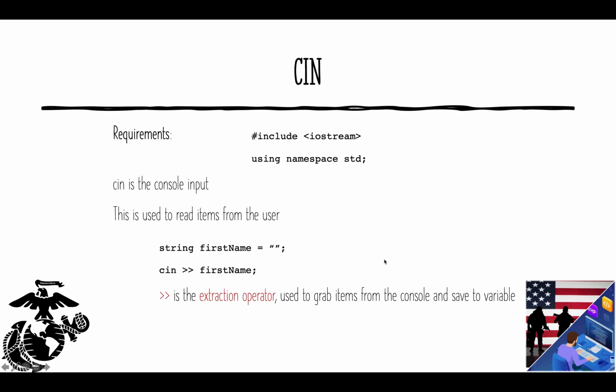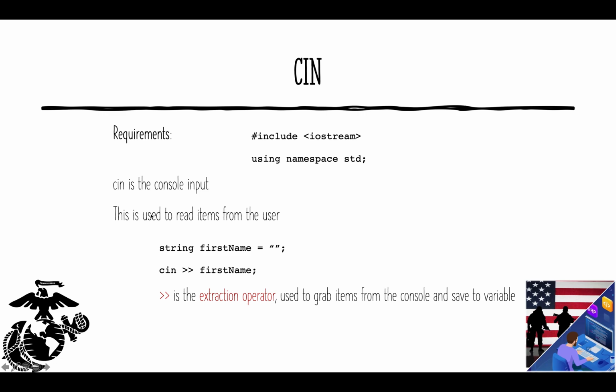So now we're getting into the new stuff. So this is our cin. Cin, again, uses the same thing. We have to use our input-output stream library. We want to utilize the using namespace std. If we didn't use this, we would just have to use std::cin. And cin is console input. This is used to read items from the user.